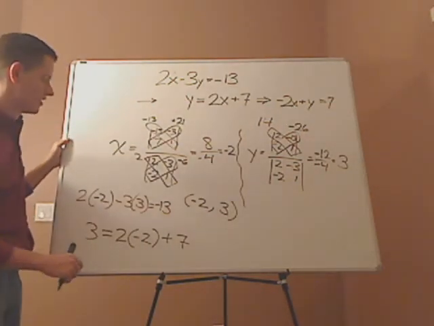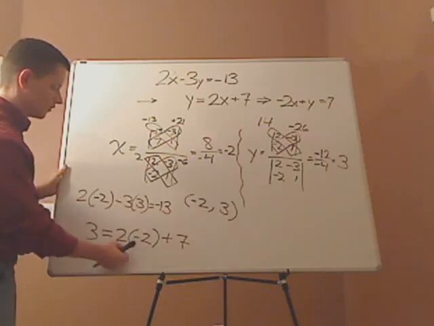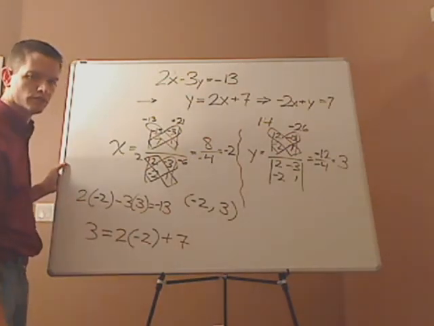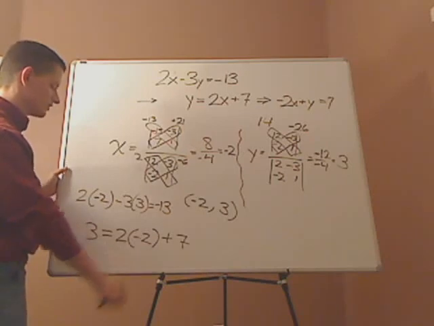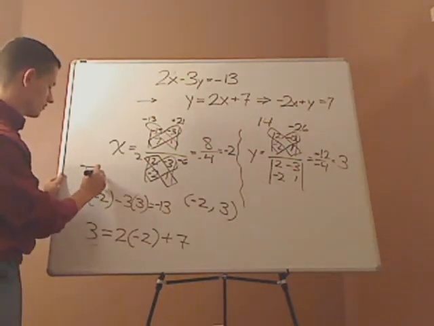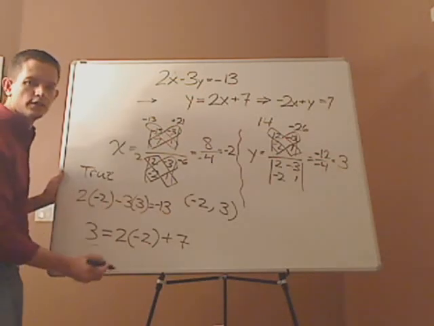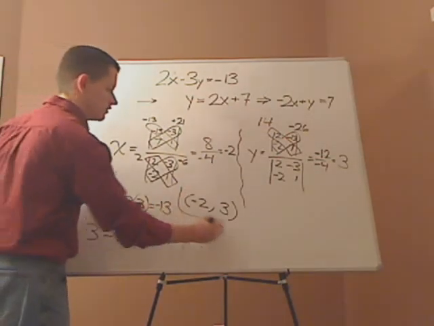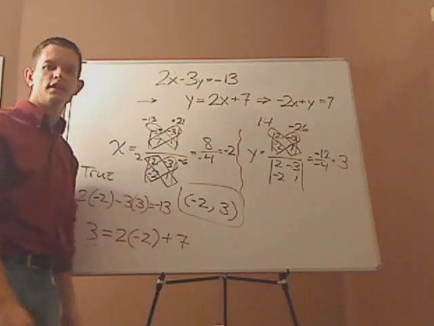Otherwise, what would happen? What's 2 times negative 2? Negative 4, right? Plus 7 gives you the positive 3. So since both of them are true, negative 2, comma 3 is your solution.